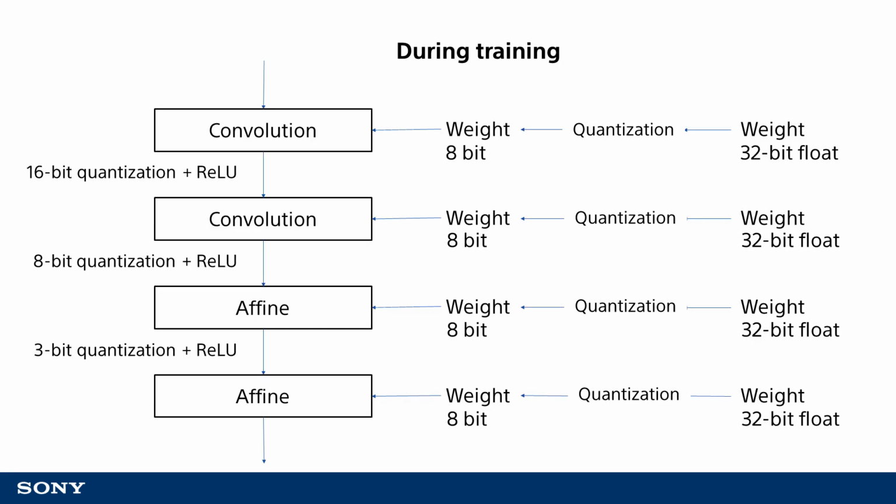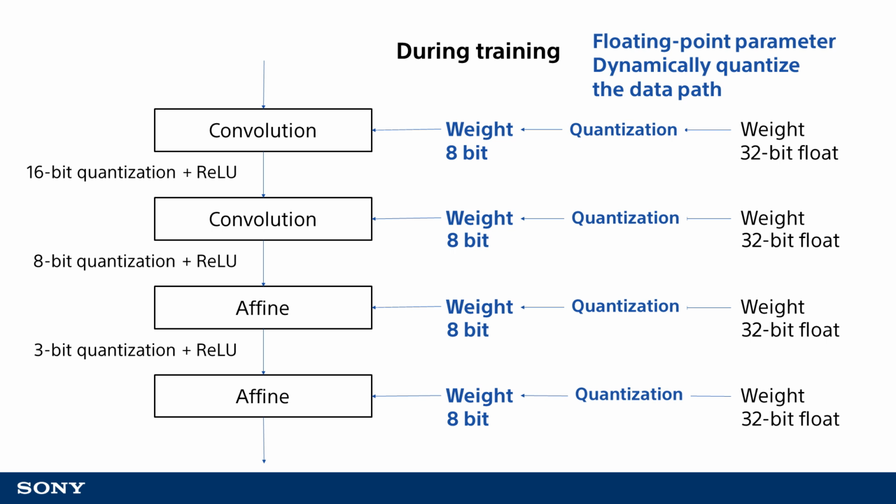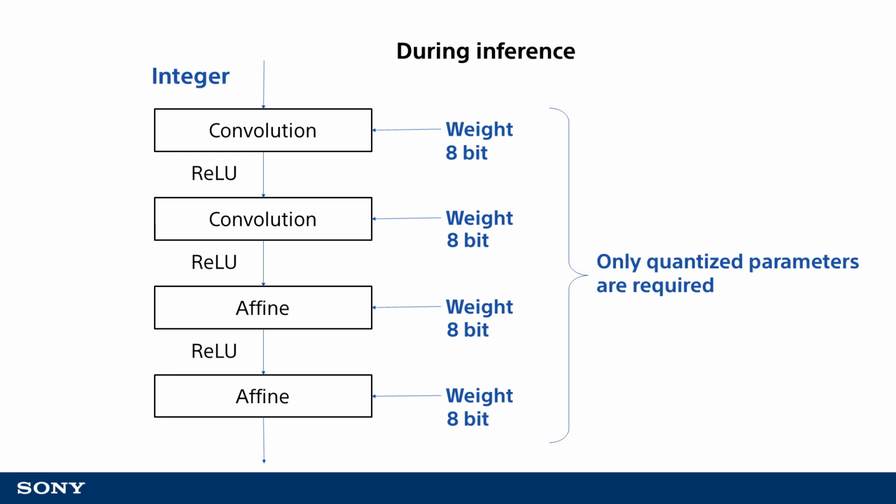In other words, parameter values will be stored as floating point values during the training process. Then parameters will be updated, while quantization layers are used to dynamically quantize weights and data. Afterwards, the final quantized parameters will be used when running inference so that calculations are performed using integers, resulting in high performance and the ability to run inference using quantization.